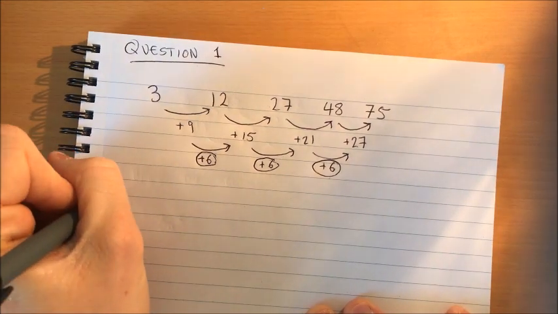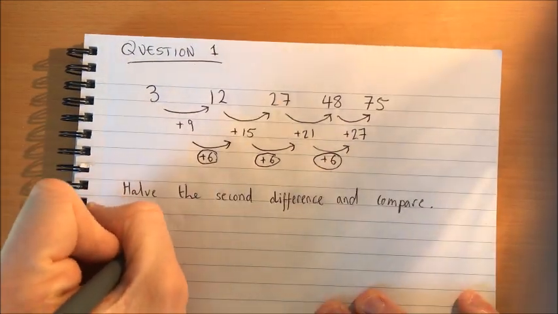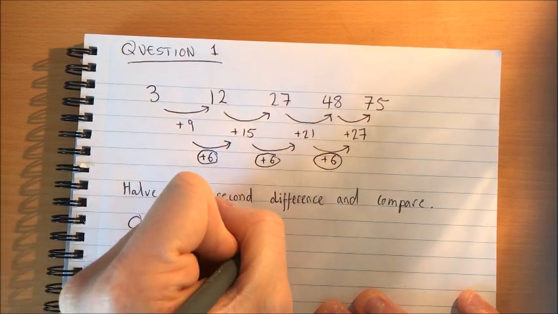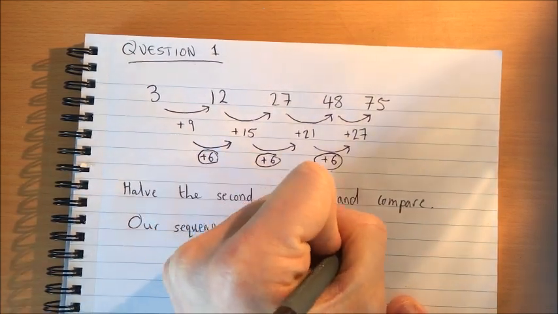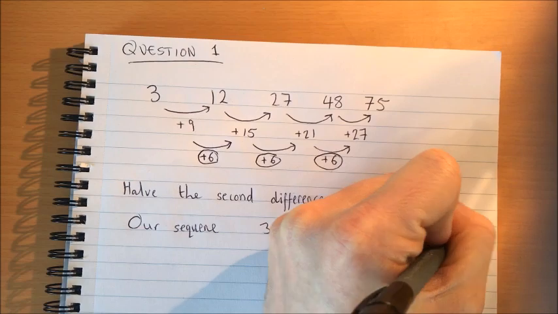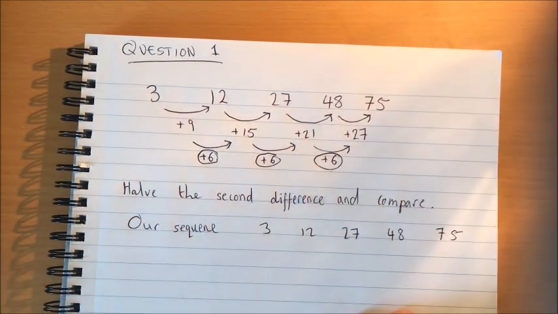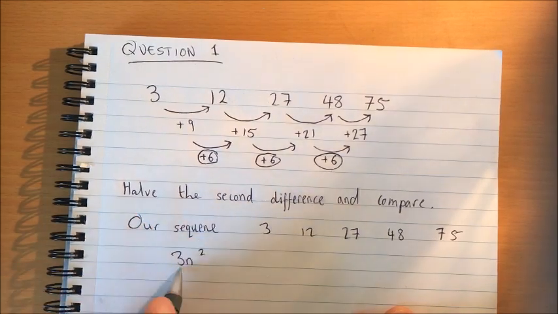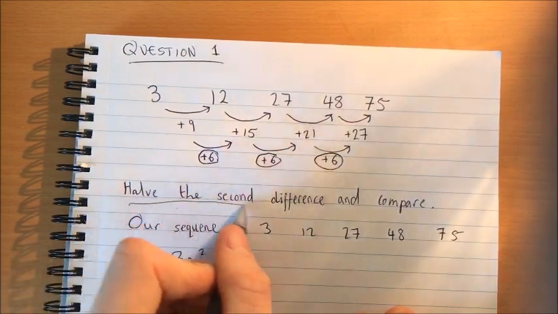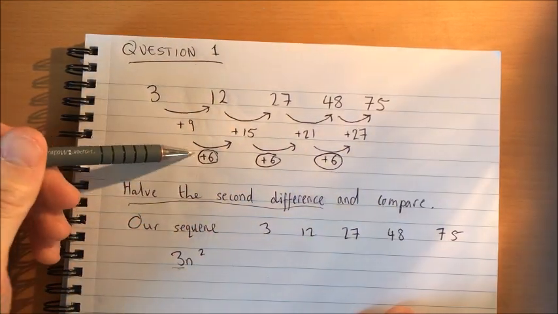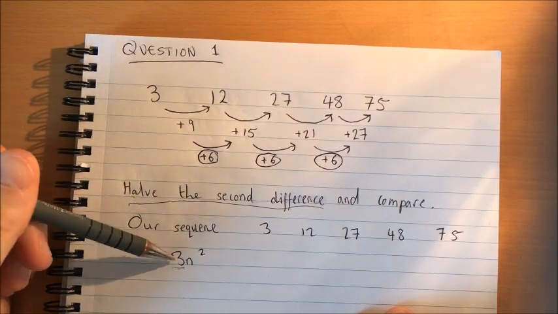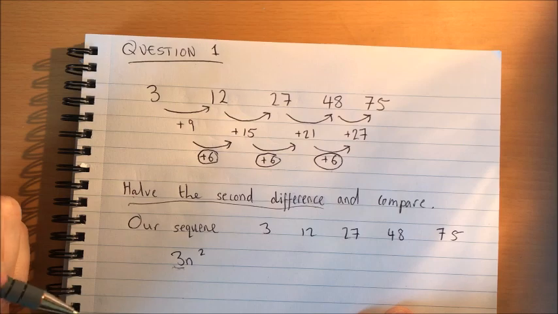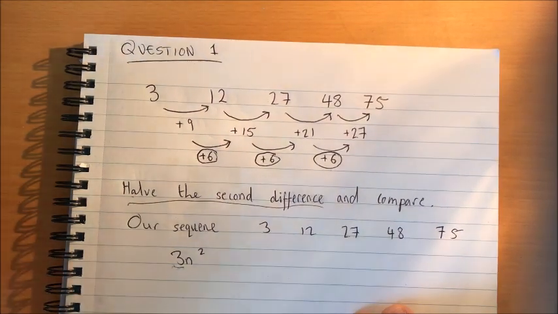So I'm going to write this down. Our sequence is 3, 12, 27, 48, and 75. And we're going to compare it with the sequence 3n squared. The 3 happens because I halve the second difference. The second difference is 6, and I'm going to halve it. So I'm going to compare my sequence with the sequence 3n squared, and let's see how far off we are.